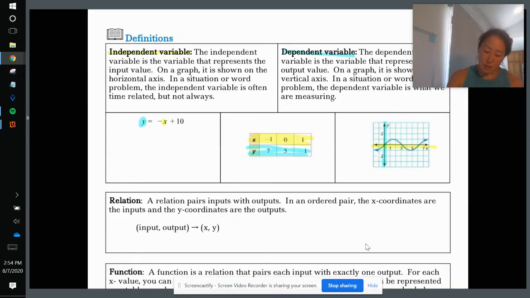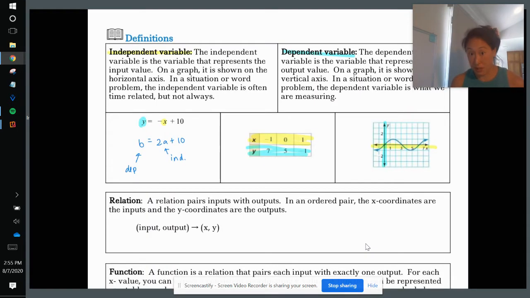So I could write like b is equal to 2a plus 10. And I would just need to know which is the independent and which is the dependent variable. Can I switch them? Absolutely. But one of the things we should keep in mind is that if one of the variables represents time, it should probably be on the x-axis as the independent variable, okay?